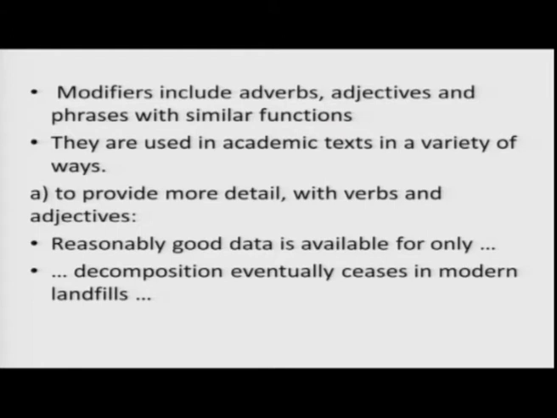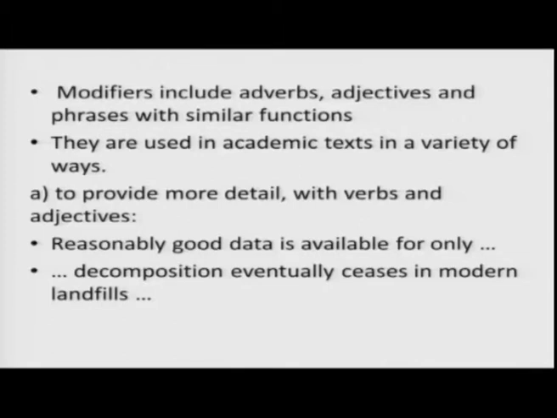They are basically used in two contexts. So, what are they? Let us look at them. First one, to provide more detail, usually with verbs and adjectives. Let us look at examples. Reasonably good data is available for only. These are all sentences taken from academic writing samples. Here, reasonably is the modifier. Decomposition eventually ceases in modern landfill. Eventually here is a modifier.